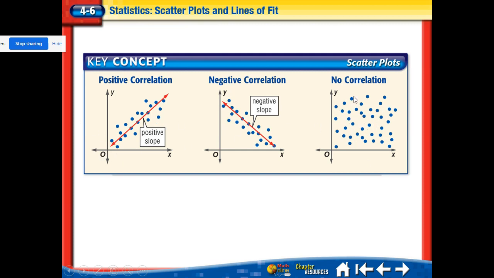Now, when it's no correlation, notice there's no line that's put through. This red line is called a line of best fit, and it is also used as a prediction equation. We're going to be making those today so that we can go ahead and kind of predict what could possibly happen. Let's look at a couple problems.